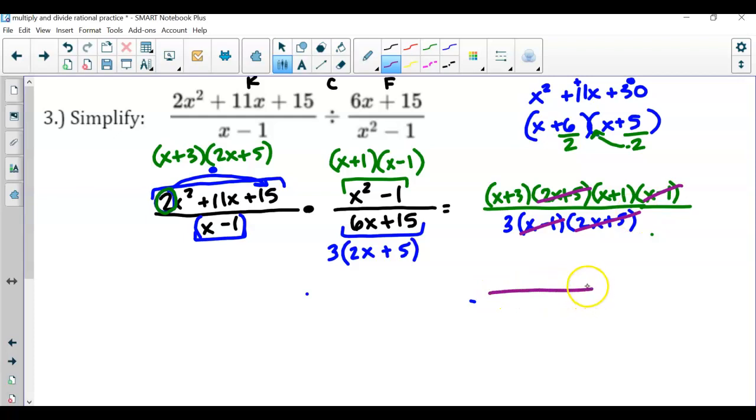So our final answer in the numerator is x plus 3 times x plus 1 over 3. Now that's the answer in factored form. I could also, with the numerator, do box method or FOIL that out to get our new numerator here as well over 3.